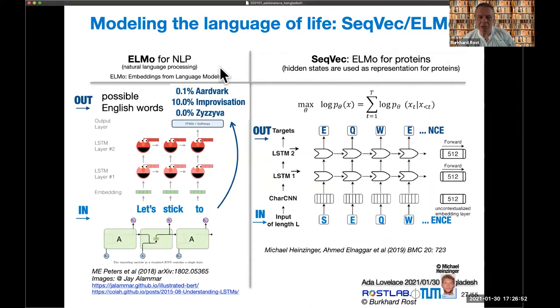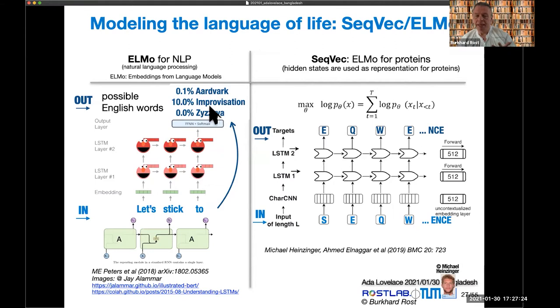embeddings from language models. And essentially what it does is, let's just look at the input here, let's take two. The system tries to predict what the next word in a sentence is. So it is triggered by three input words, let's take two, three words. And you want to predict which out of a big dictionary of possible words is the most likely one to come next. In this particular case here, say it's improvisation.